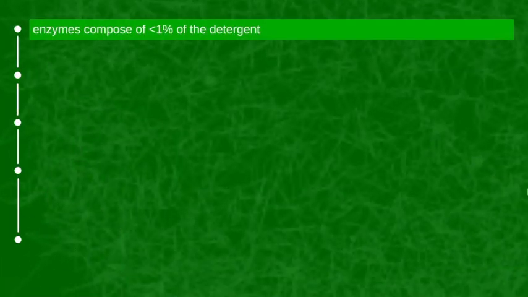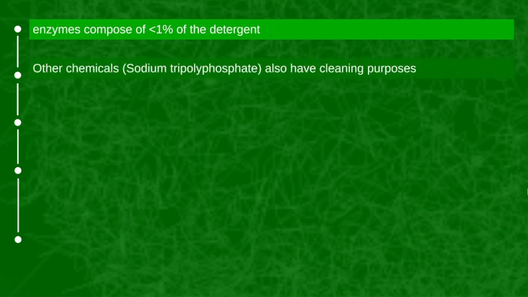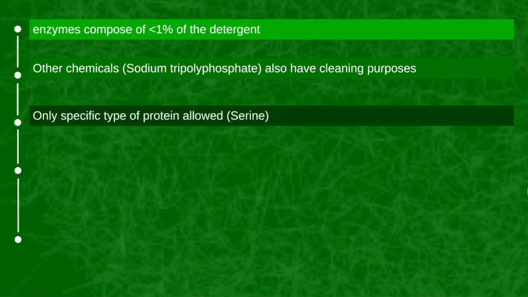What are the requirements in enzymatic laundry detergent? Traditional chemicals compose the majority of a detergent's composition, with enzymes only being less than 1%. Other chemicals, such as sodium tripolyphosphate, have cleaning purposes, thus meaning biological detergents are not acting purely on enzyme action. Only a specific type of protease, serine protease, is allowed, as opposed to others. Thiol proteases are oxidized by bleaching agents, and metalloproteases complex with OH.